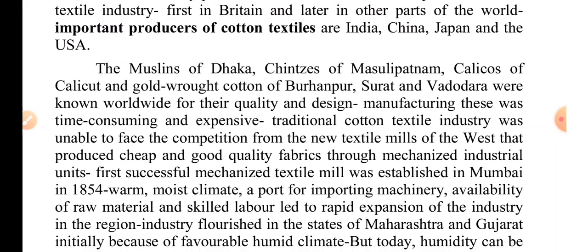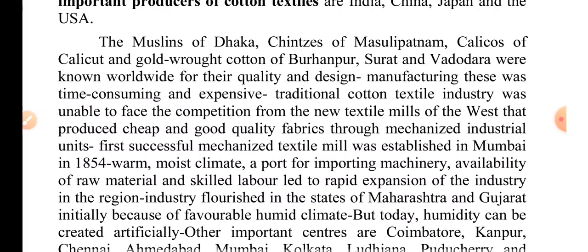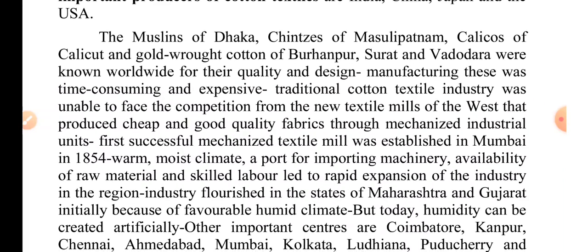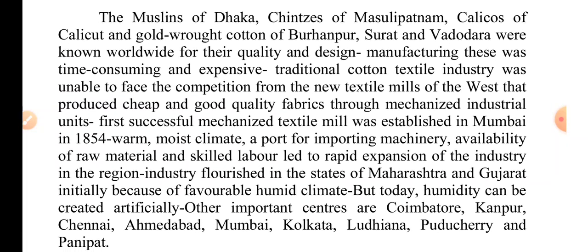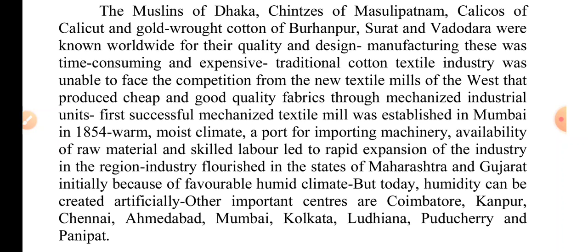The muslins of Dhaka, chints of Machilipatnam, calicoes of Calicut, and gold-wrought cotton of Burhanpur, Surat, and Vadodara were known worldwide for their quality and design. Manufacturing these was time-consuming and expensive, and the traditional cotton textile industry was unable to face competition from the new textile mills of the West that produced cheap and good quality fabrics through mechanized industrial units.